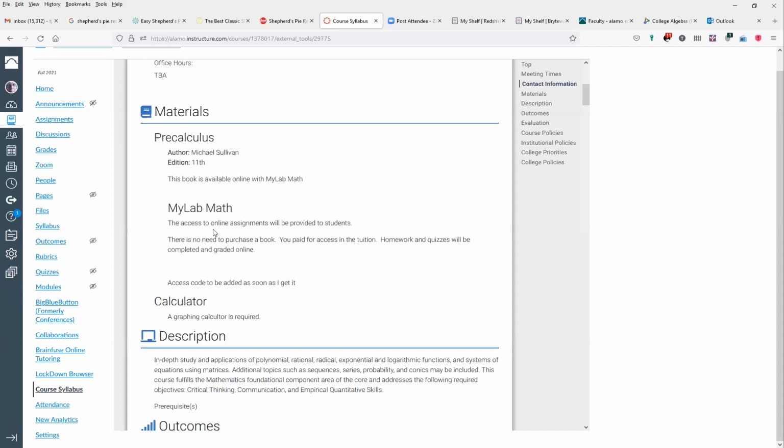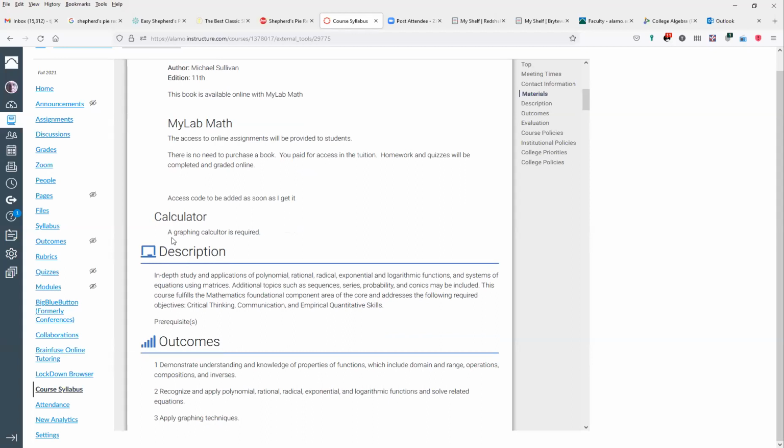Yeah, access is online. You already paid for the book and MyLab. The book is accessible through MyLab. So I think you can download a PDF file of each chapter. It's a long and drawn out process, but you can do that if you want to. Okay.